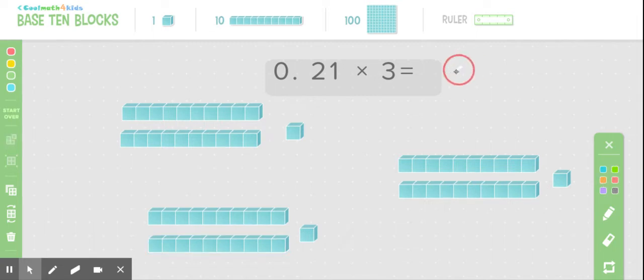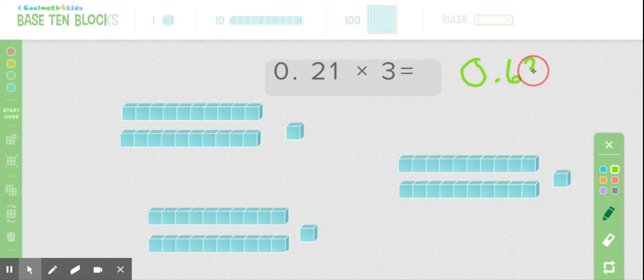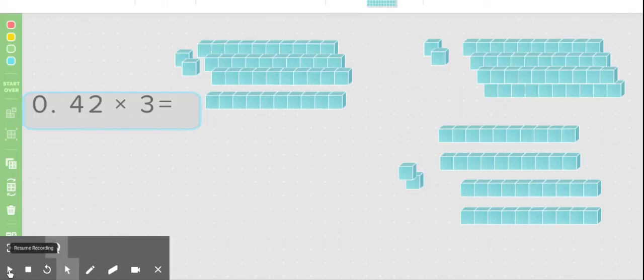So I have no wholes, and 6/10, and then my hundredths, 1, 2, 3. So I have 3/100. So my product here is 63/100. So if I were to count it all up, it would be 63/100.